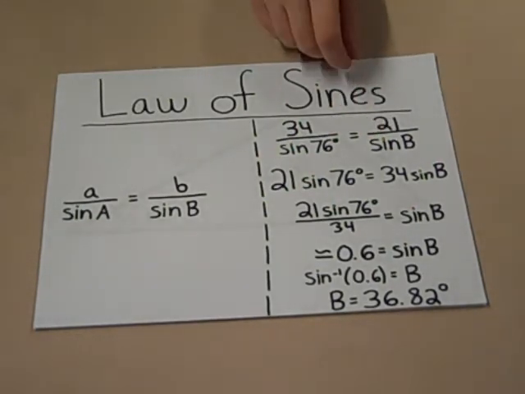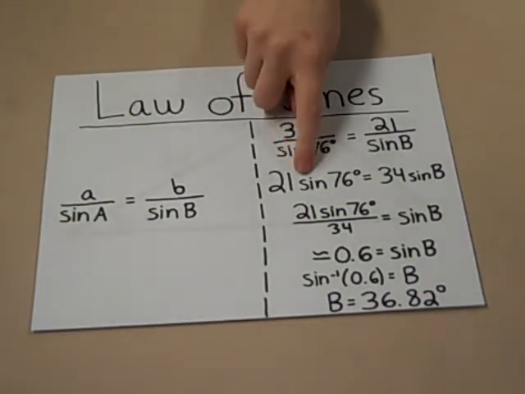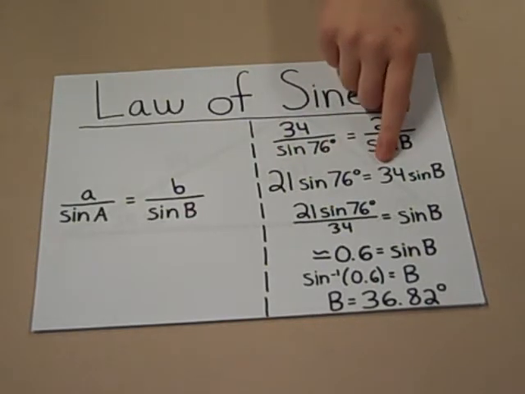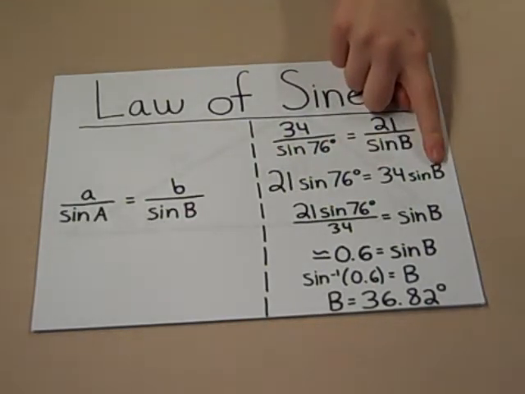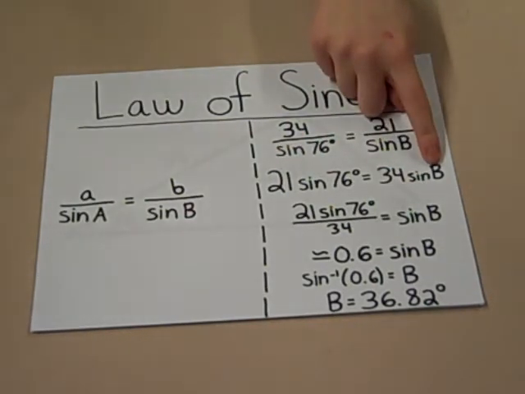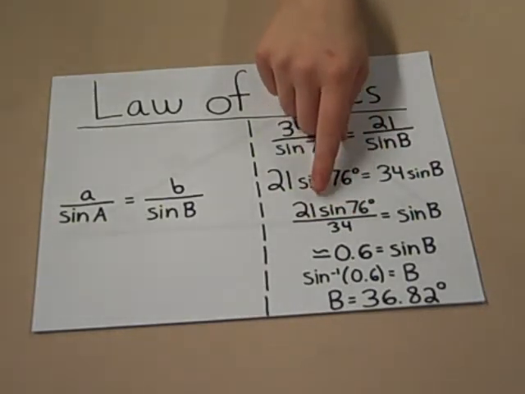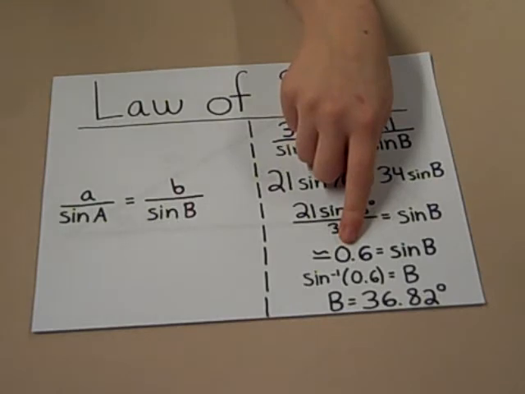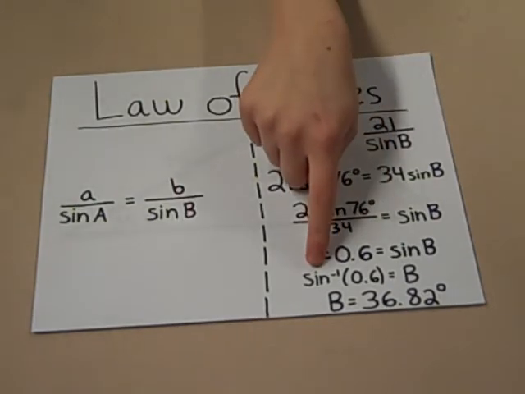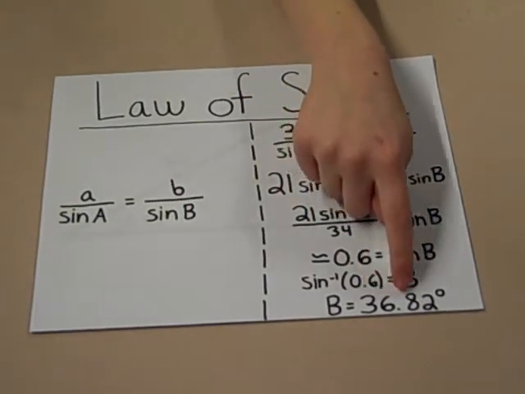We can use cross multiplication to get rid of the fractions. 21 times sine 76 equals 34 times sine B. At this point, we can solve for B by dividing both sides by 34. This gives us about 0.6 for sine B. Now to solve for B, find the arc sine of 0.6, which is 36.82 degrees.